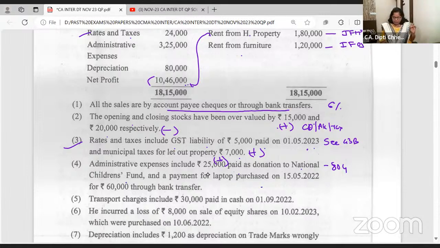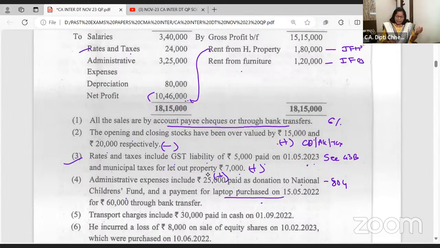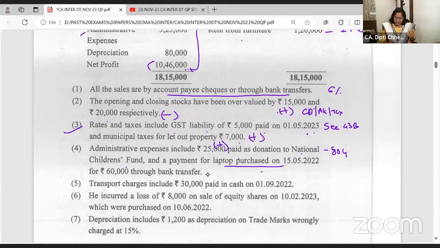Payment for laptop. Oh, laptop purchased, you need to capitalize in the books. By mistake, they have charged it in administrative expenses. So add back 60,000 because it's a capital expenditure, by mistake charged off to the P&L. Okay, rectification of errors. है ना? So add back karo.